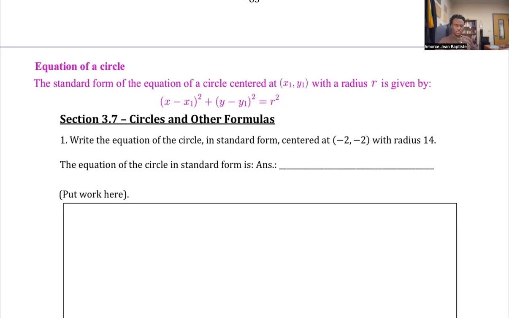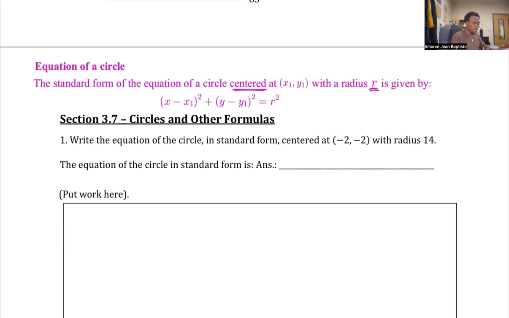We're going to go over these elements in it. So first, let's talk about the standard form of the equation of a circle. As you can see here, for a circle there are two particular elements: its center and its radius. If you have the center and the radius of the circle, then you can write its equation both in standard form and in the general form.